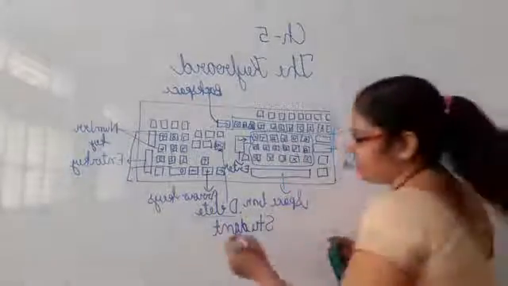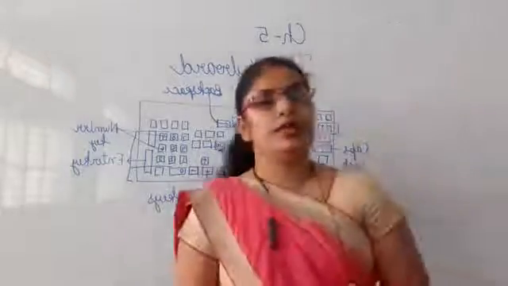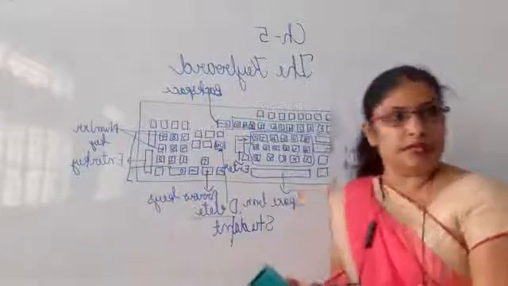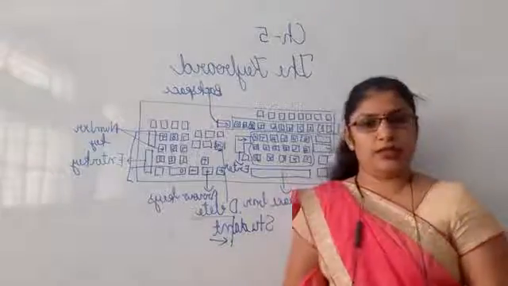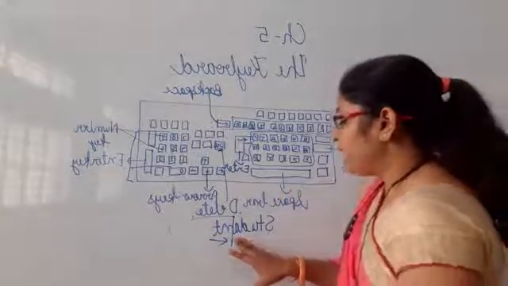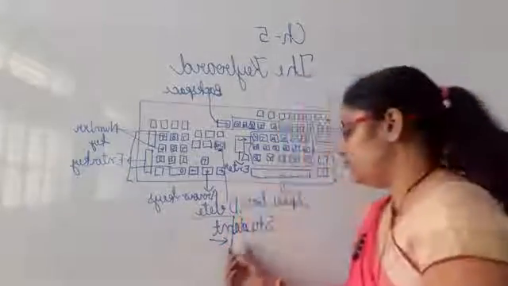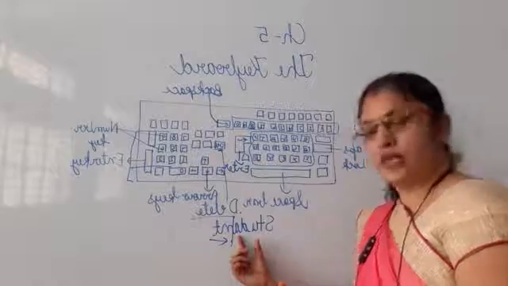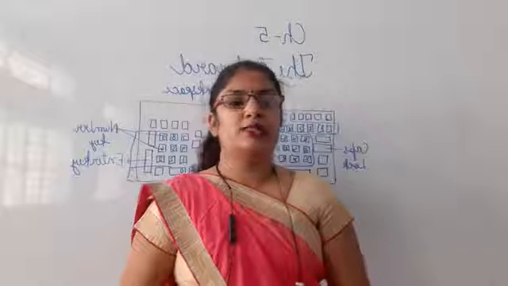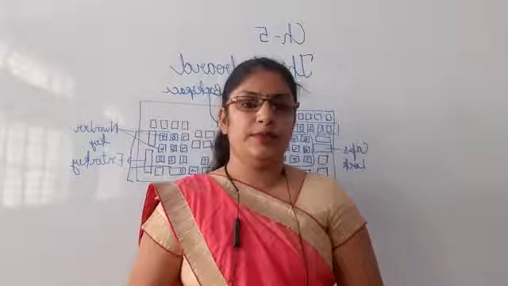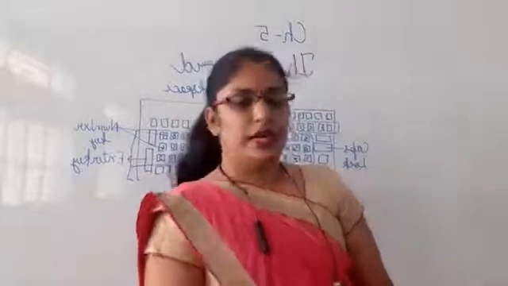Now suppose the cursor is here after A. If I want to erase the A, then I will press the backspace key. The backspace key is used to erase the letter which is at the left of the cursor. So we got that the delete key and backspace key both are used to erase a mistake on the computer in typing.